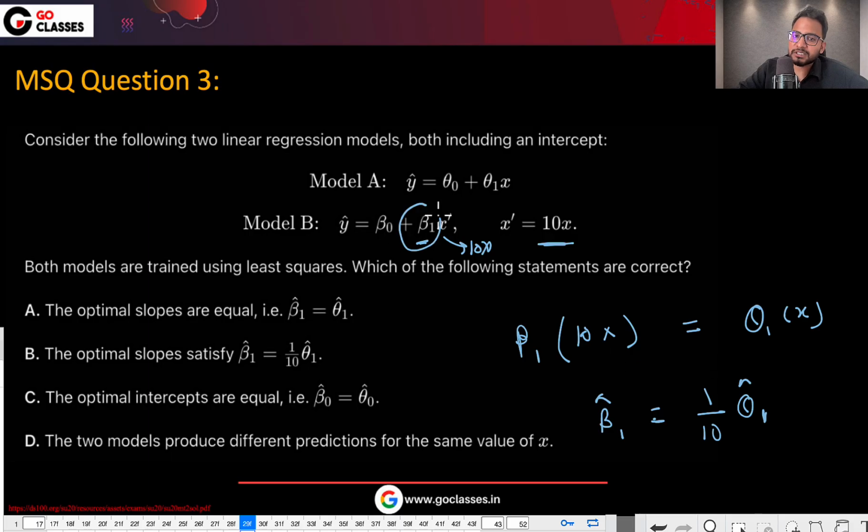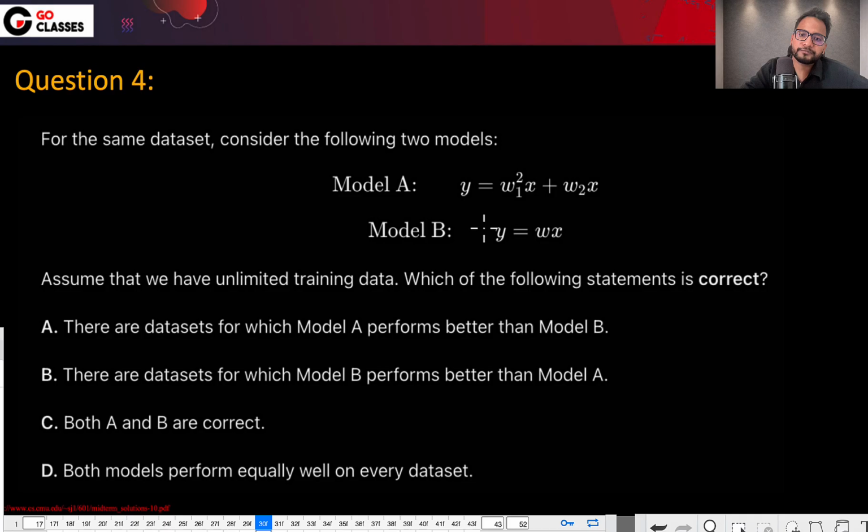This weight will adjust itself. You do not need to adjust this, so you can just adjust this. So B is the correct answer, because finally both will be giving you the same answer. You are just modifying the linear feature, and if you are modifying the linear feature, the weight will adjust by themselves, right? So B is the correct answer here.